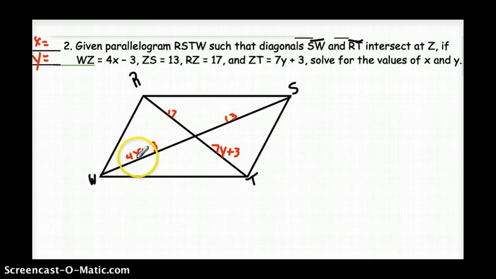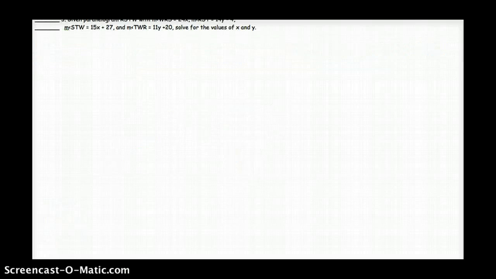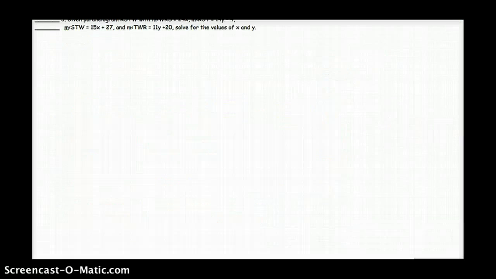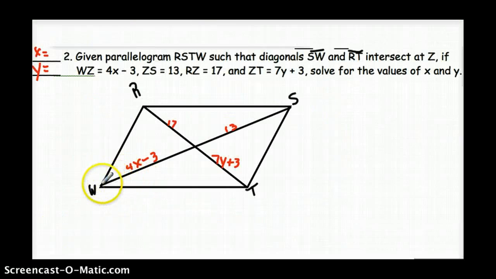Diagonals. So let's think about properties. Let's go back and look at the properties and see which one talked about diagonals. I have to go back a couple of pages. Here we go. Diagonals bisect each other. That means the diagonals are cut in half. That also means that this WZ is congruent to ZS. Diagonals bisect or cut each other in half. Therefore, we can write that WZ is equal to ZS.